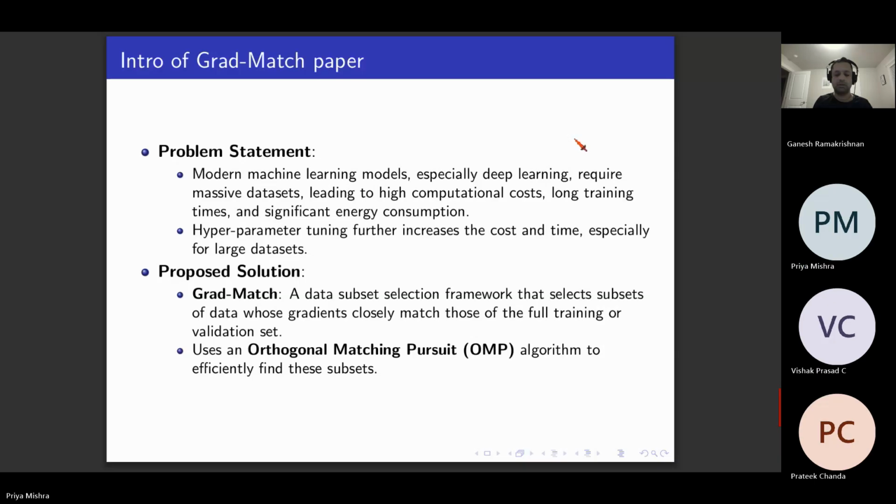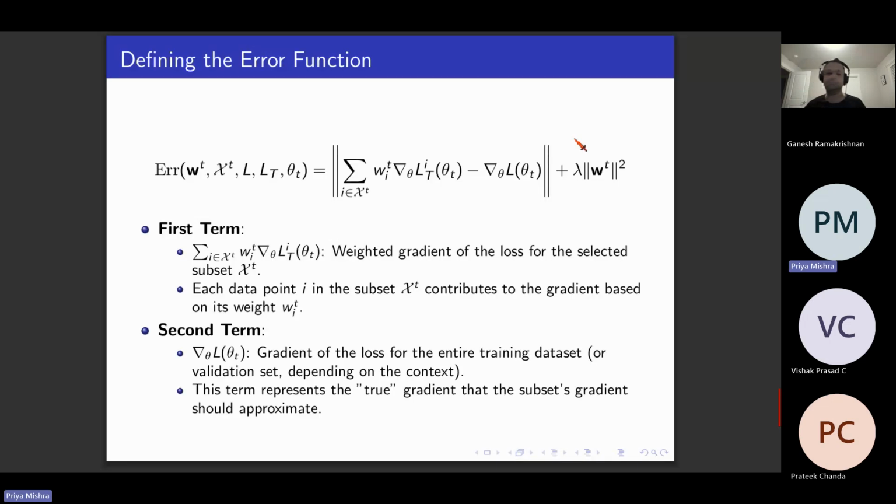So the proposed solution: we will select a subset of the data set whose gradients closely match the gradients computed from the complete data set. This way we are selecting the subset using the help of the OMP algorithm, and we also defined an error function. I will explain the error function.